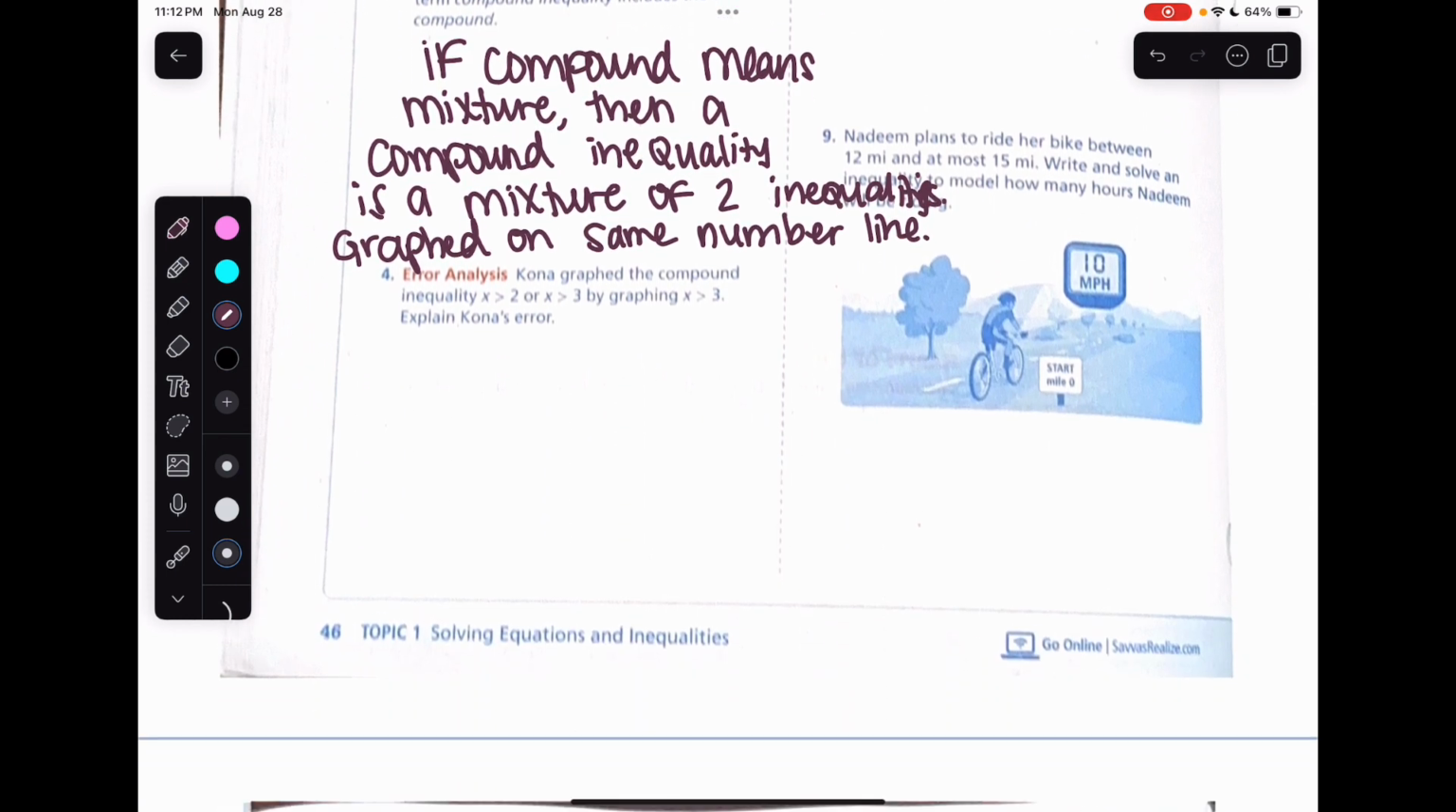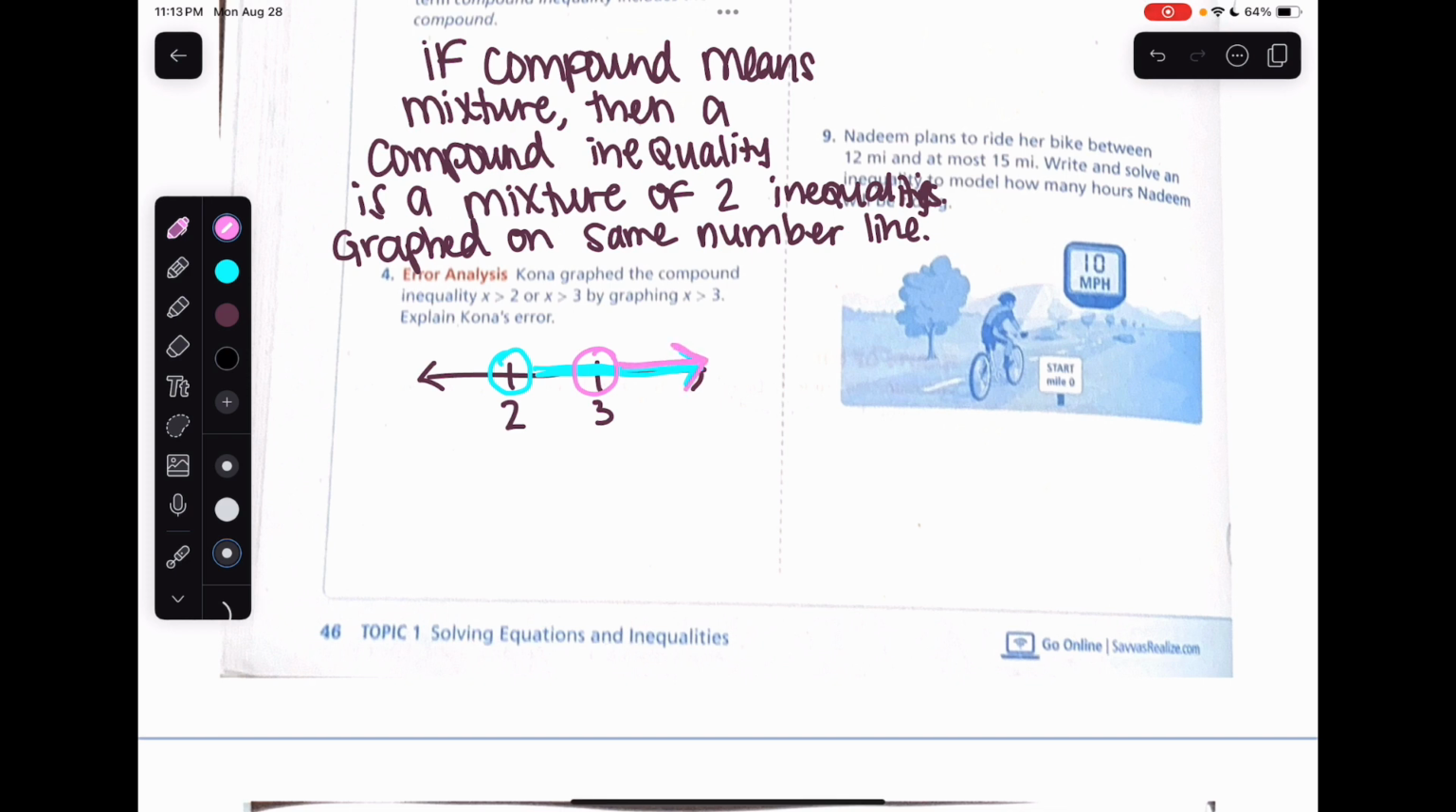Number 3 says error analysis. Kona graphed the compound inequality x is greater than 2 or x is greater than 3 by graphing x is greater than 3. Explain Kona's error. Well, okay. If we try to graph what Kona just said, Kona said we've got 2, we've got 3, right? Kona's saying this. He's saying x is greater than 2. And then we've got x is greater than 3.